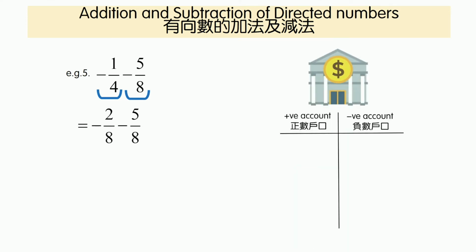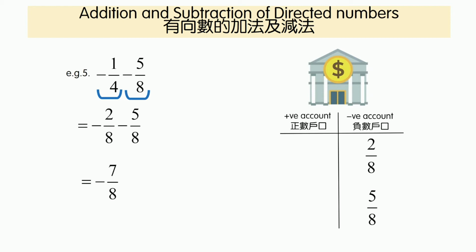Let's get our bank accounts ready. Both numbers are negative numbers, so they both belong in a negative account. The final answer has to be negative, but just how negative? Adding these two numbers together, we get negative 7 over 8.